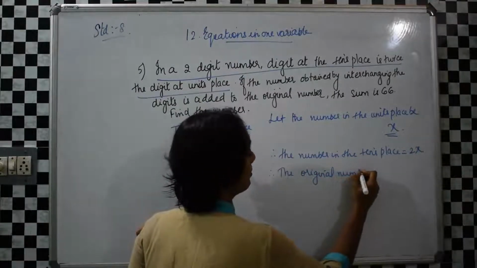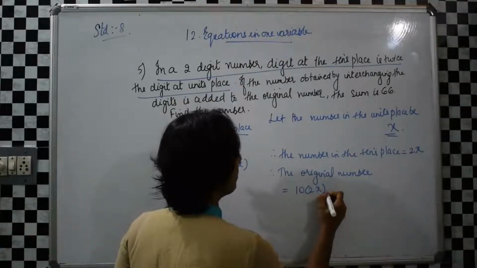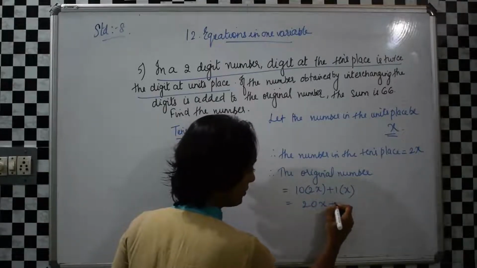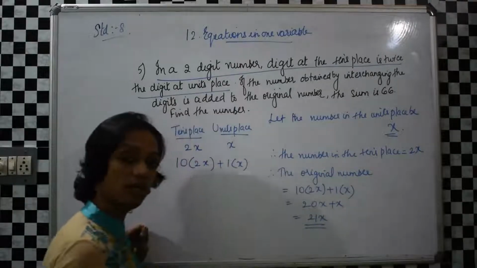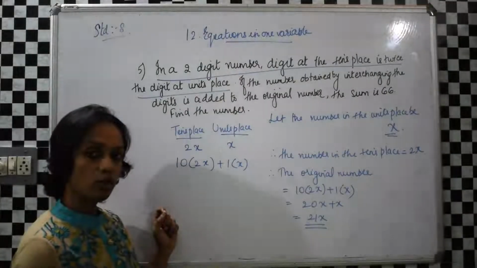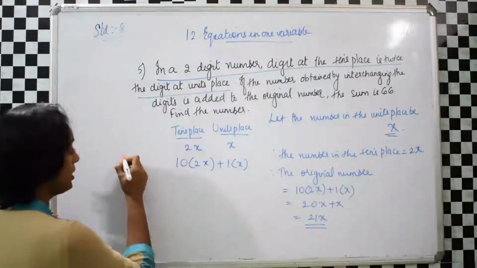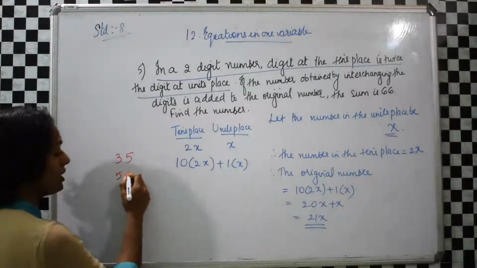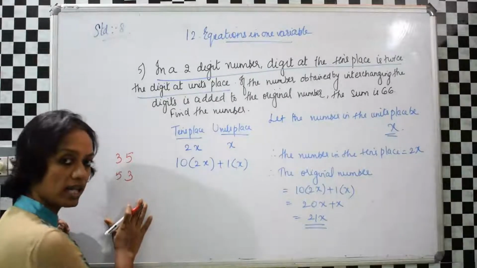Therefore, the original number is 10 into 2x plus 1 into x. So that is equal to 20x plus x, that is equal to 21x. This is your original number. Now what we are going to do is interchange the digits. For example, if I am taking a number 35, now I am going to interchange and write it as 53. So that is called interchanging of the digits. This is just an example.